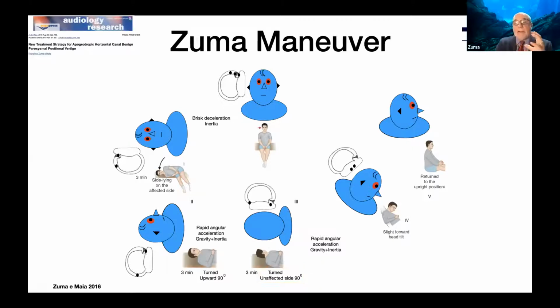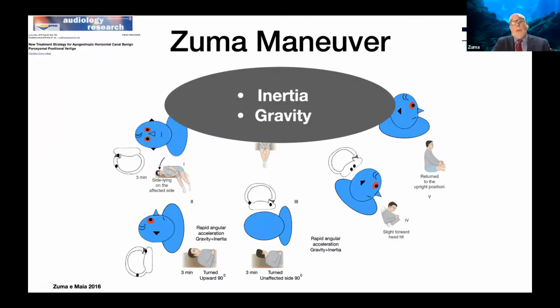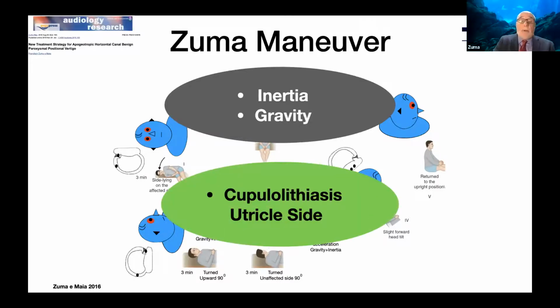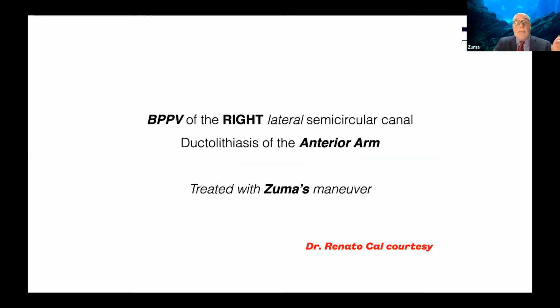And finally, this is the great contribution from Herbert: to move the head, slide forward, head tilt, slide forward, in order to avoid otoconia going back to the canal, and return to the upright position. Okay, we use inertia and gravity, and we solve as well cupulolithiasis on the utricular side.